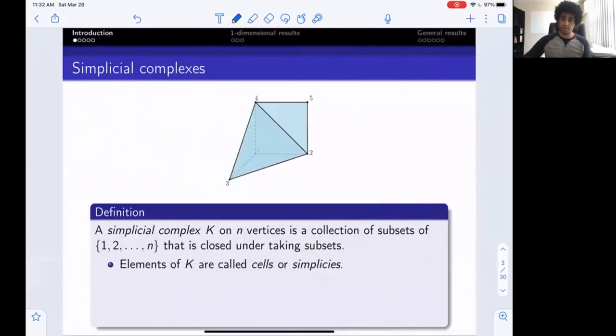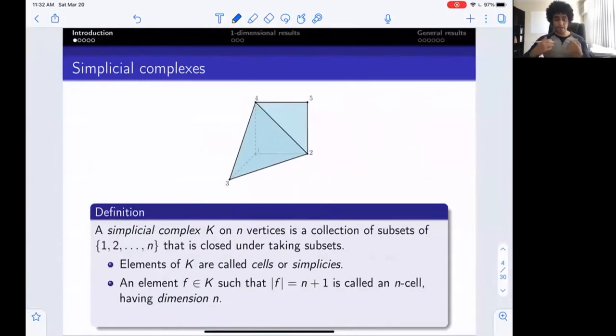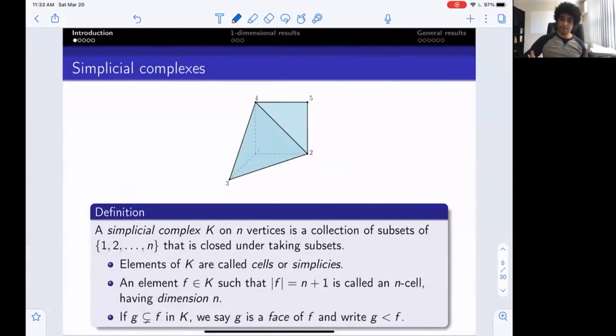Elements of K are usually called cells or simplices, hence the name simplicial complex. And every element of K has an associated dimension, and it's just one less than its cardinality. So for instance, this edge consisting of {2, 3} would be said to have dimension 1. And lastly, if you have some set inside K and then a subset of that set, you would say that that subset is a face of the larger set. And yeah, so these are just the basic terminology that we'll keep seeing again and again.